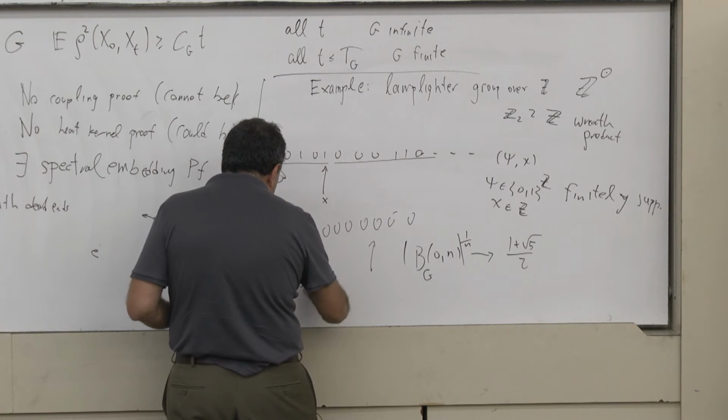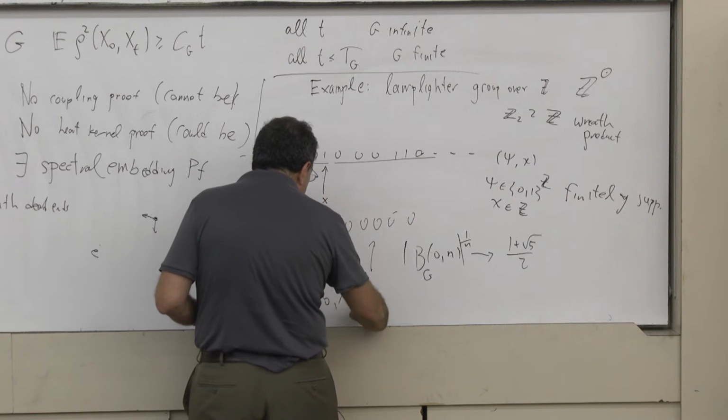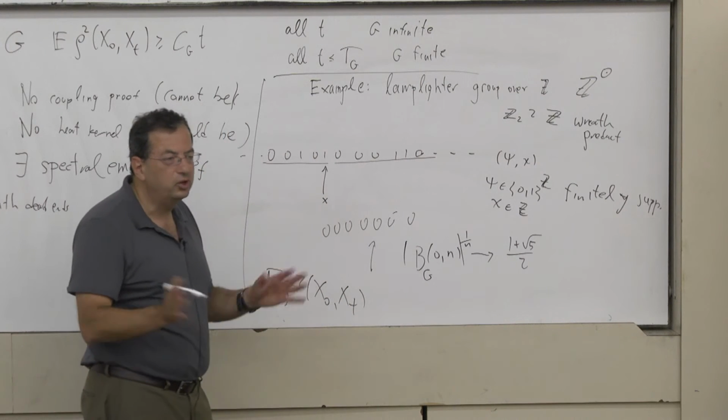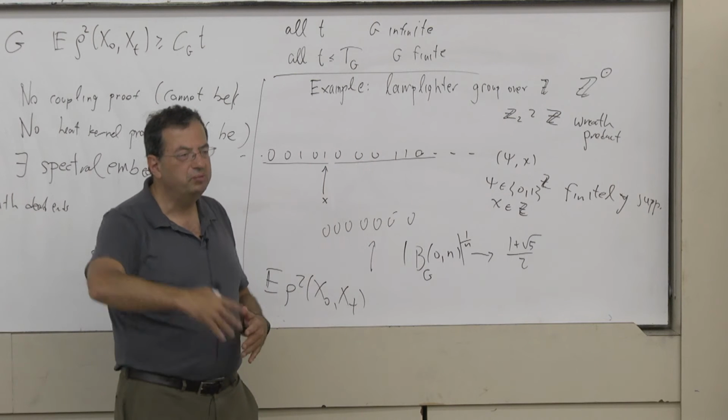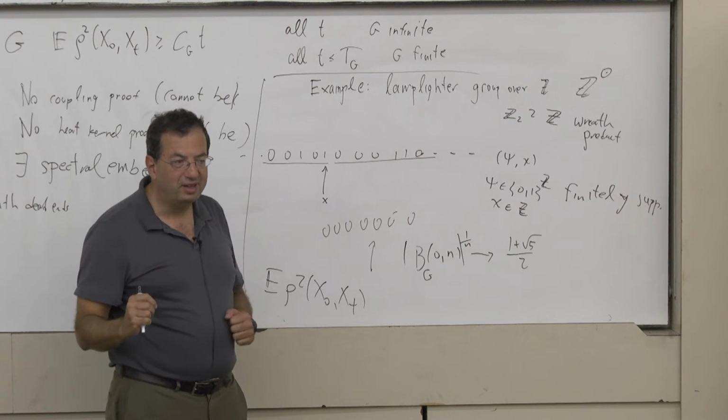So it's very important to have examples, because when people thought of these questions abstractly without examples, they conjectured that, oh, exponential growth must mean positive speed. But it doesn't.